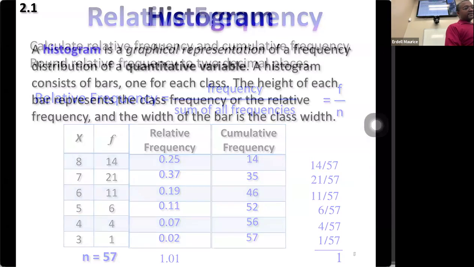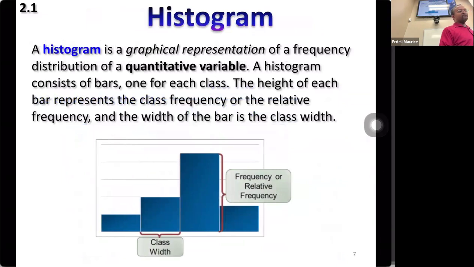All right. And then they have the table for us. A histogram is a graphical representation of a frequency distribution for quantitative variables. A histogram consists of bars, one for each class. The height of each bar represents the frequency or the relative frequency. We've seen histograms before. There's a histogram and then there's a bar graph. When you have qualitative data, you use a bar graph. When you have quantitative data, you use a histogram.